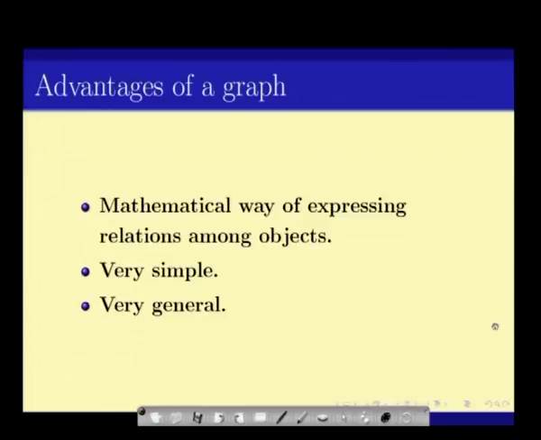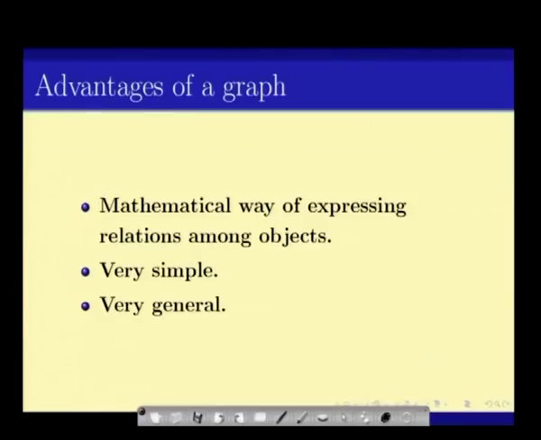So, what is the advantage of this graph? It is a mathematical way of expressing relationships among objects. Secondly, it is very simple, and thirdly, it is very general. We will see in the rest of the lecture today that there are many problems in real life that can be represented as graphs. Now, once we have represented something as a graph, so many of our real life problems can be formulated as a graph problem. So, instead of solving the main real life problem, it is the same as solving the graph problem.